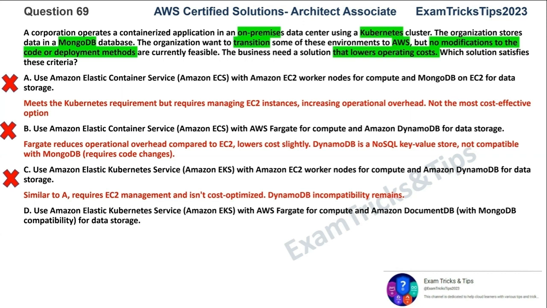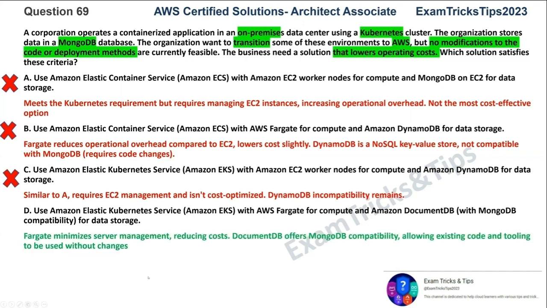So that's the perfect solution. So this is overall, I think, a two-part problem. You need to choose the right service for compute, and you need to choose the right service for database. So the correct answer for this particular question is option D, use of EKS with Fargate instance type and use of Amazon DocumentDB as your database storage.